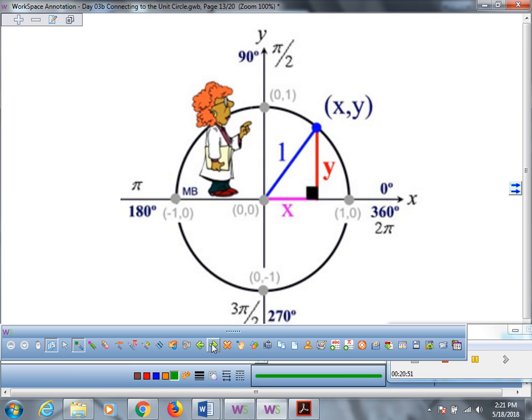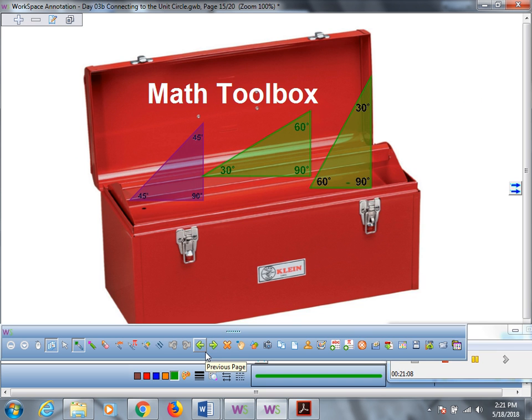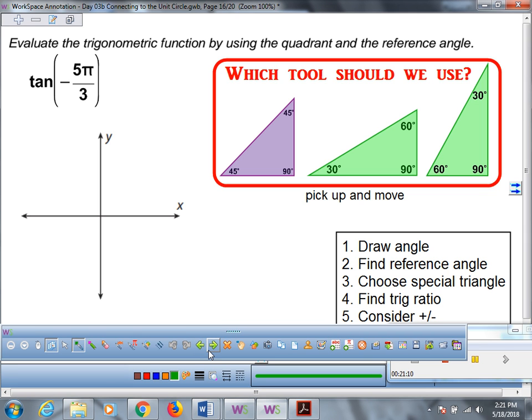Now we're going to be looking at coordinates, y over x, which is actually tangent, which is that line right there. All right, let's do it. This is just basic review. Negative 5 pi over 3. Let's see how much time we have.